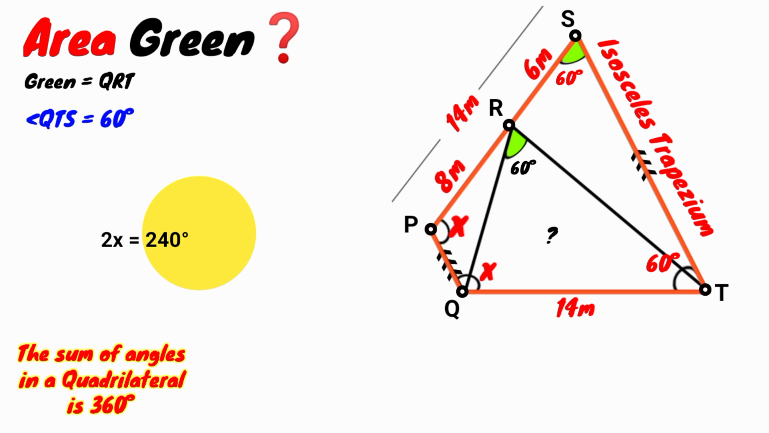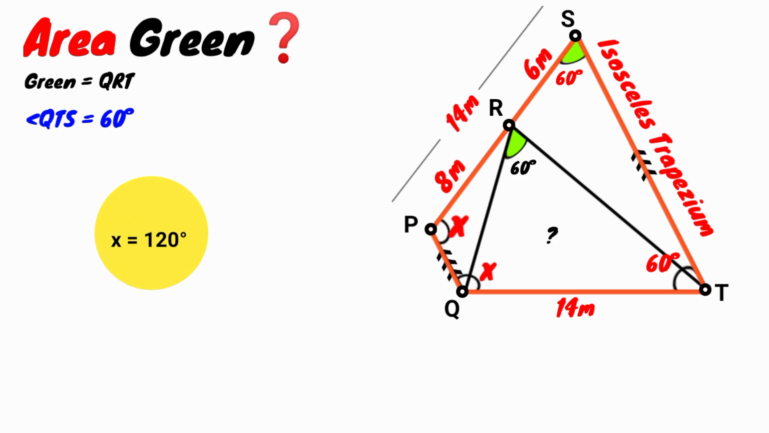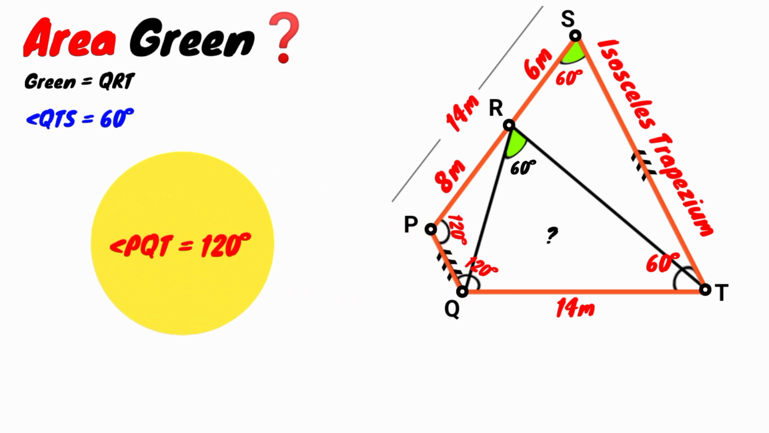Divide both sides of the equation by 2. Here 2 cancels 2, while here 240 divided by 2 is 120. So x equal to 120. That is, this angle and this are 120 degrees. We also write it out here. Angle PQT equal to 120 degrees.